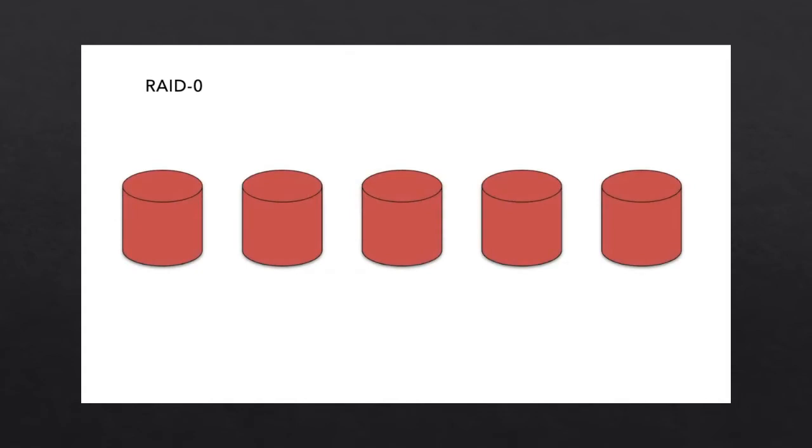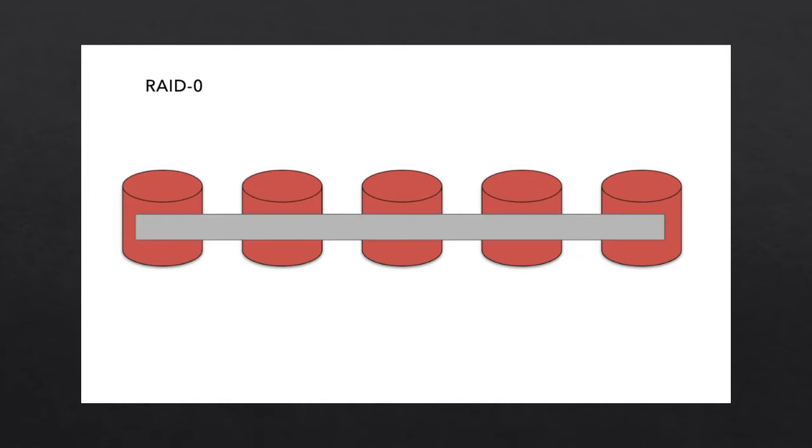RAID 0 combines multiple disks together into a single logical drive. RAID 0 is also called a stripe set or a striped volume. Data is written by striping across all the disks in the RAID set. RAID 0 provides us with two benefits. It increases performance, and it has the ability to create large logical volumes out of many smaller disks. However, RAID 0 does not provide any type of data redundancy, and thus a failure of one disk can make entire stripes of data unreadable.